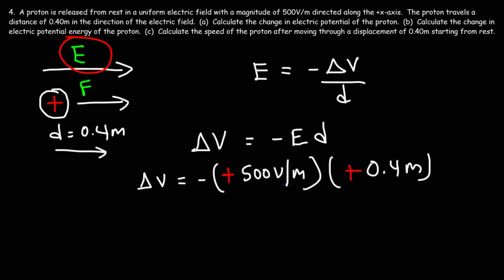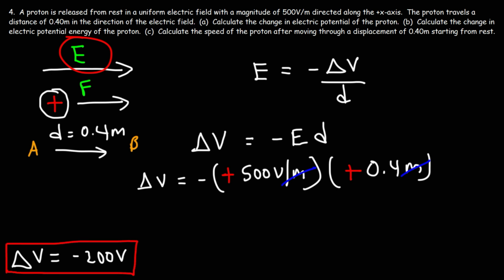So we can see that the unit meters will cancel, and we're going to get the change in electric potential in volts. So it's going to be negative 500 times 0.4. So the change in electric potential, let's say going from point A to point B, is negative 200 volts. So that's the answer to part A.